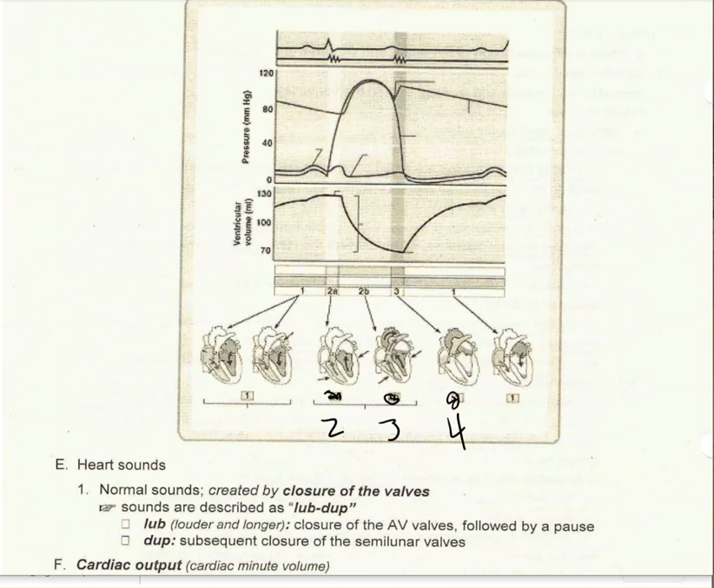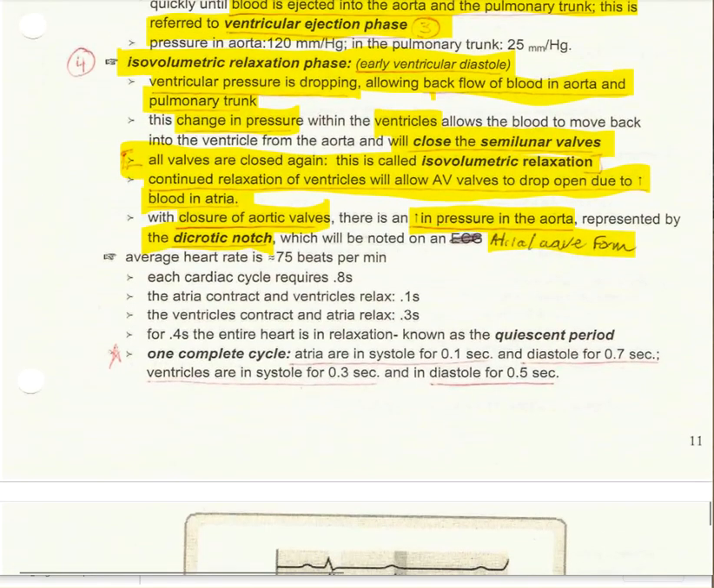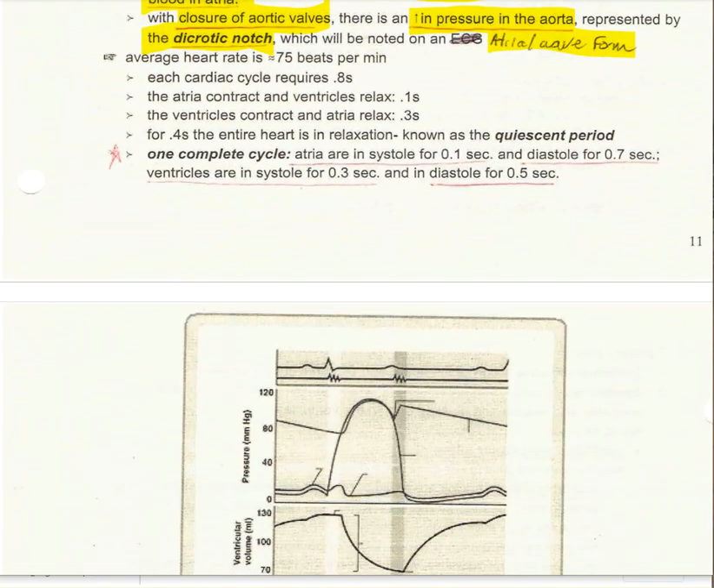Yeah, 1, 2, 3, 4, and then this starts over at 1 again. So that's the same numbering system. But it's an important thing to know and to look at and understand what's happening at each part of the graph. It's a really good way to learn this system well.